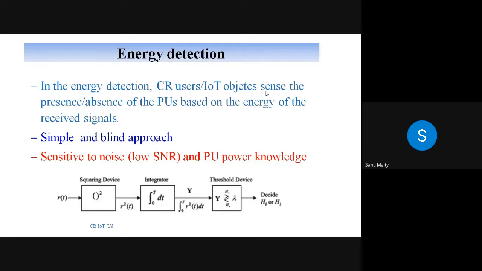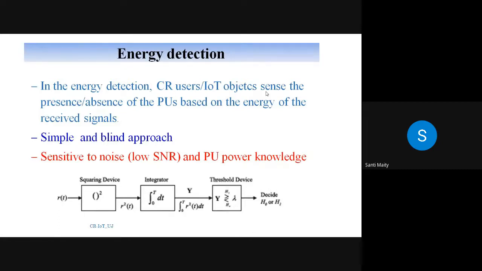But the challenge or the problem is, if we do not know about the primary user power, in terms of communication signal processing or random signals, it is the covariance of this signal. And if we do not have the noise power, the signal to noise ratio, there is uncertainty, then this system is very sensitive. So energy detection is simple, blind, it does not need knowledge of the primary user, but it is sensitive to the noise.